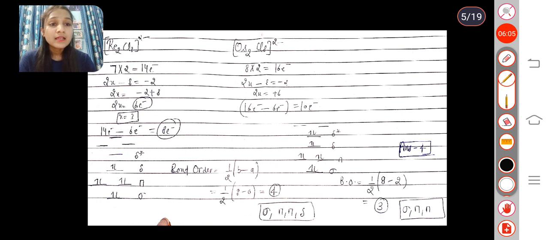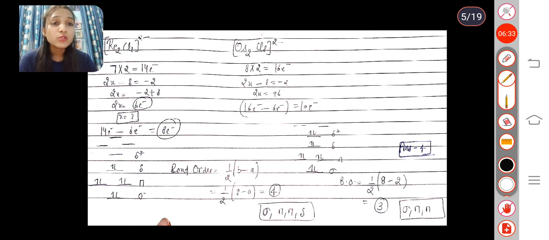First is delta, pi, sigma, pi, delta. So we have four bonds here: sigma, pi and delta. Similarly, if we calculate for the second complex, that is Os2Cl8 2 negative, the valence electron count for osmium is 8. Here we have 2 osmium, so it is 16. After calculating the oxidation state, here 2x is equal to 6. Then we are left with 10 electrons.